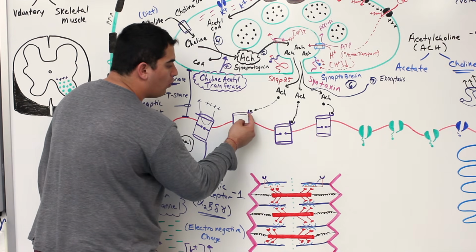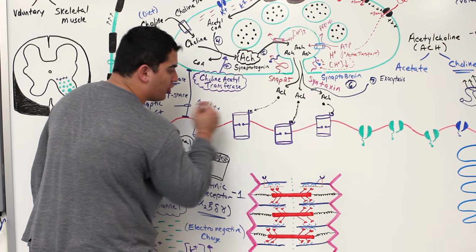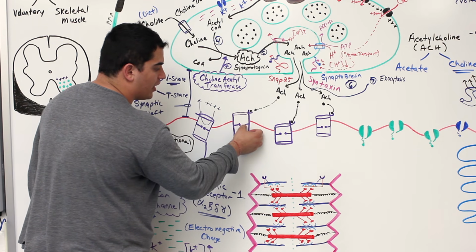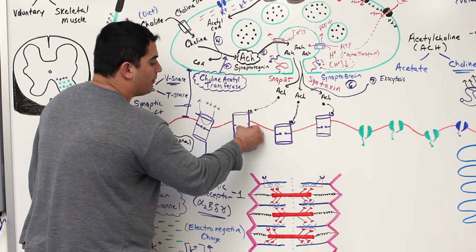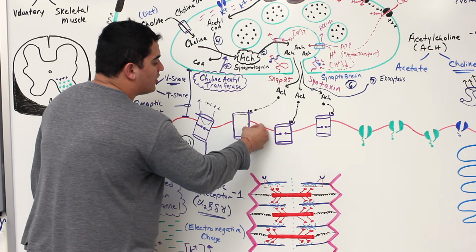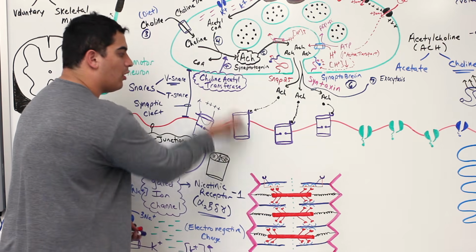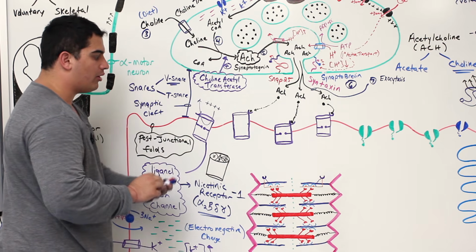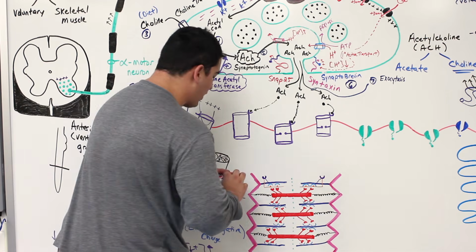Once acetylcholine binds onto this receptor domain, guess what happens to these channels here? These little gates, they open. And when that gate opens, what happens? Ions can start flowing in and out, because this is a bidirectional protein. It's not that specific.